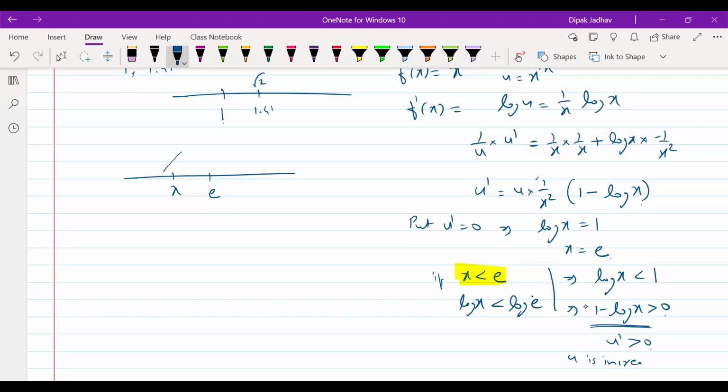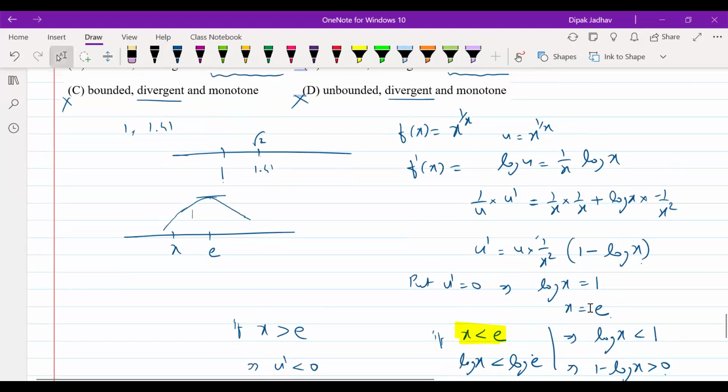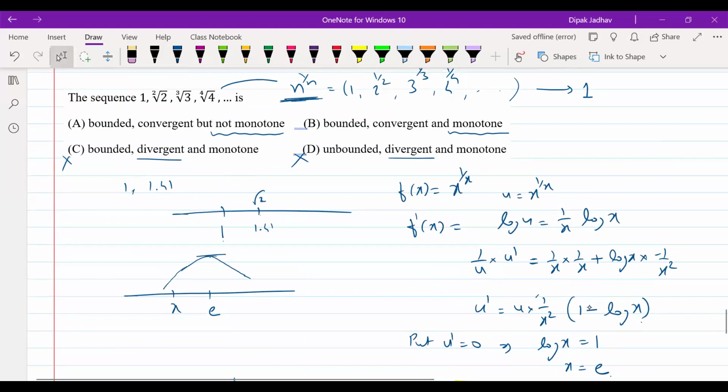So on the left, it looks like increasing like this. And if you have x greater than e, then you'll end up getting u dash less than 0. Is that okay? So on the right, it decreases. And at e, this function has a local maxima. Now look at the terms of your sequence. Here you have 0, here somewhere 1, here somewhere 2, then here somewhere 3, 4, and so on. So on the left of e, it is an increasing function, like this.